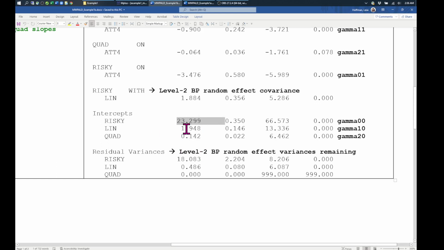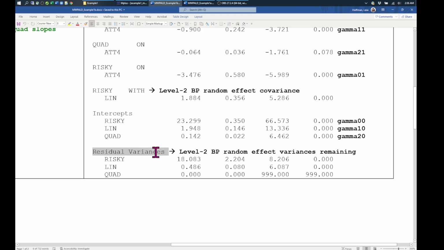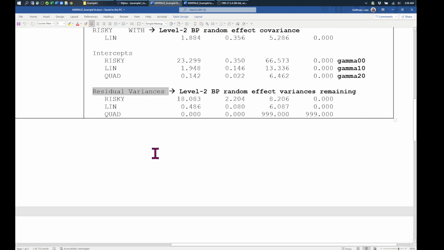That is the expected risky behavior at age 18 for a girl whose mother's attitudes were a 4. Gamma 00. Then this is the fixed linear slope, also at age 18, also conditional on attitudes of 4. And this is the fixed quadratic. So the mean or intercept of a latent variable is the same thing as a fixed effect. Likewise, this header, residual variances, what it means by residual is left over. So these are random intercept, random linear variance left over.